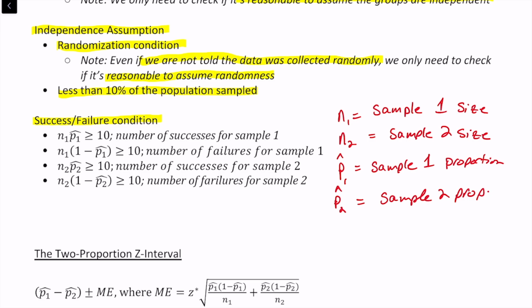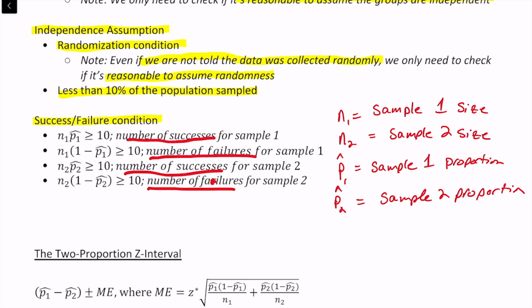So we need N1 times P1 hat to be greater than or equal to 10. Remember, N1 times P1 hat gives us the number of successes. We need N1 times 1 minus P1 hat to be at least 10, the number of failures. So we're checking the number of successes and failures for each of the samples. N2 times P2 hat gives us the number of successes, and N2 times 1 minus P2 hat gives us the number of failures. We need all of those to be greater than or equal to 10.